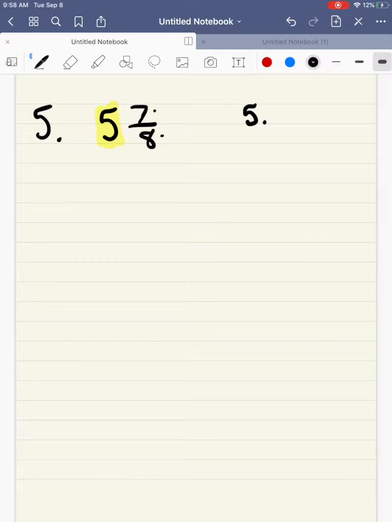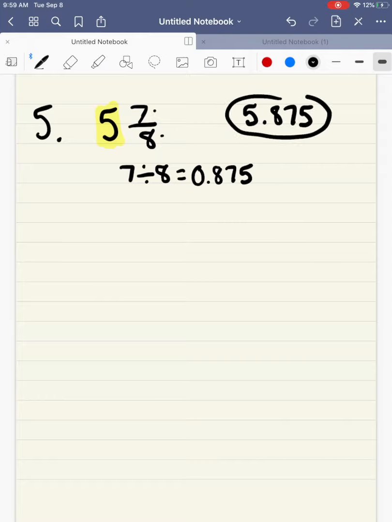7/8 is what you divide to get the decimal part. So you're going to do 7 divided by 8, which in your calculator gets you 0.875. But your final answer has to include the 5 from in front of the mixed number. So your final answer is 5.875. So that is how you change fractions to decimals.